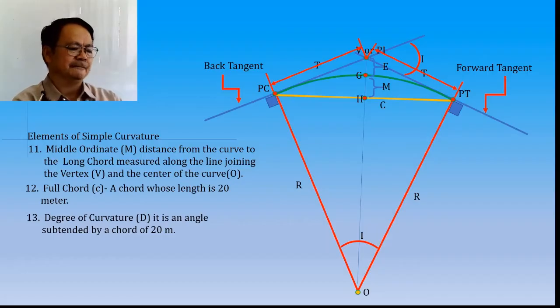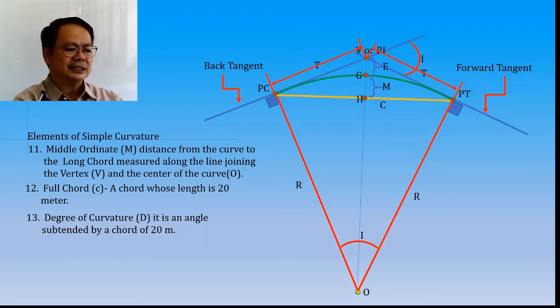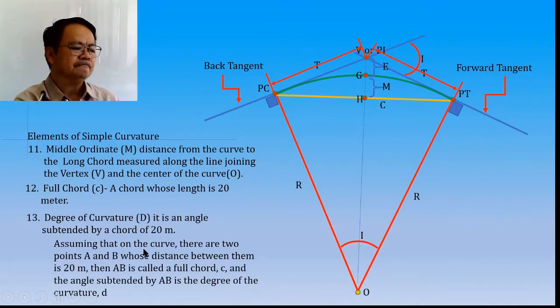After this, we also have the degree of curvature. That is D. Actually, this degree of curvature is the measure of the sharpness of the curvature. And this is the angle subtended by a chord of 20 meters. Kanina, pag sinabi natin 20 meters, full chord yun. Diba? So, makatuwid, yung angle that this full chord is subtending, we call that as the degree of curvature. So, pakita natin. Assume natin that on the curve, there are 2 points A and B.